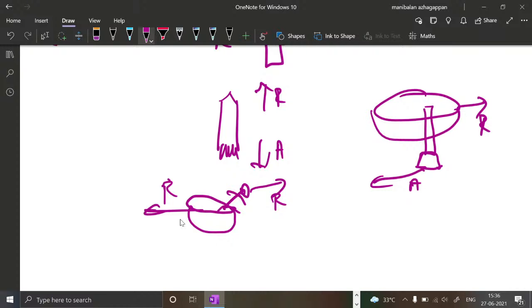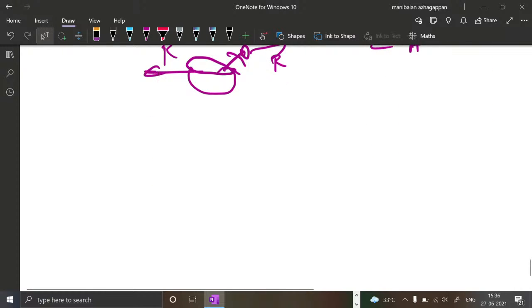So action, reaction, everything is over. Newton's third law is over. Next thing, conservation of momentum.